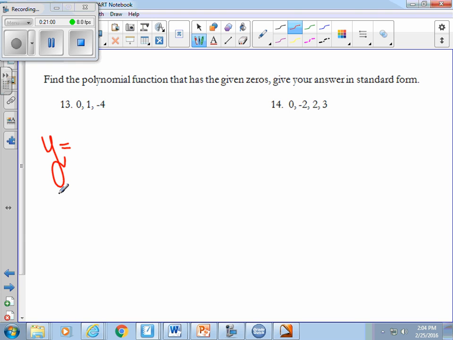Well, if x equals 0 is a zero, what would the function look like? Okay, x times, it could be x squared, but it could just be x. X minus 1. Okay, before I go on, does anyone have any questions on how they got that? The only hard part about this question is that it says to answer in, what is standard form?